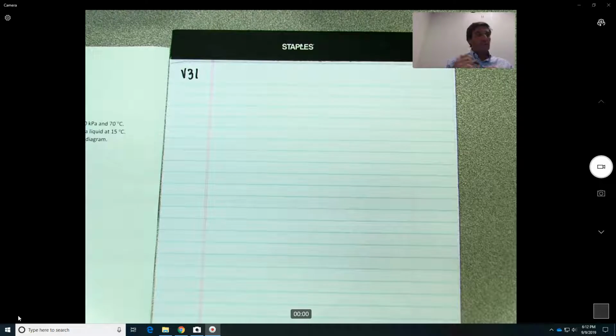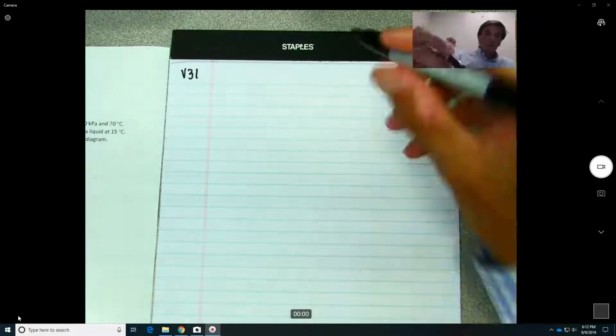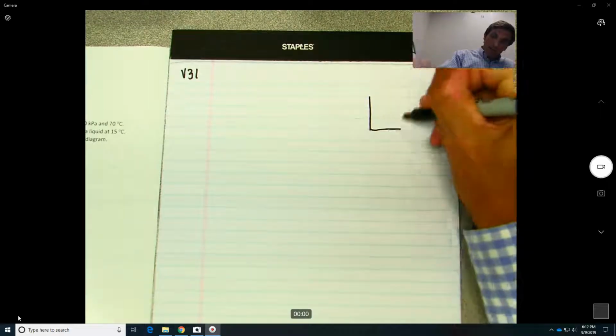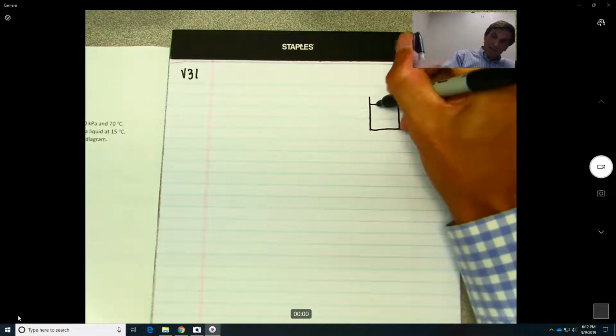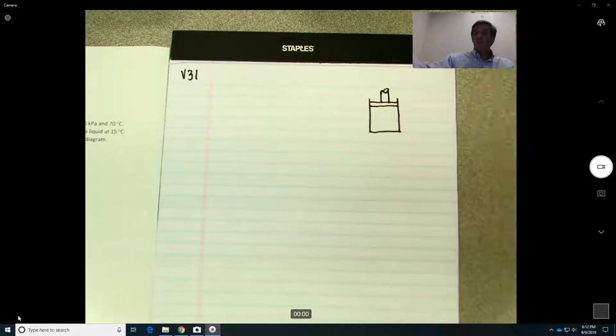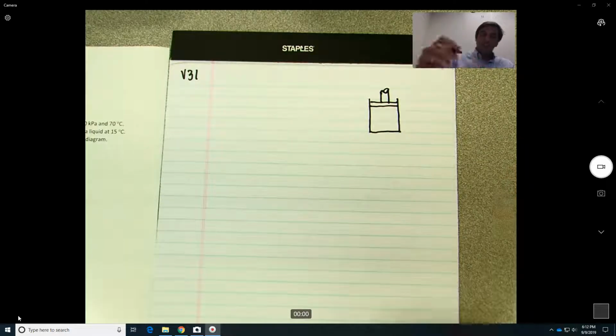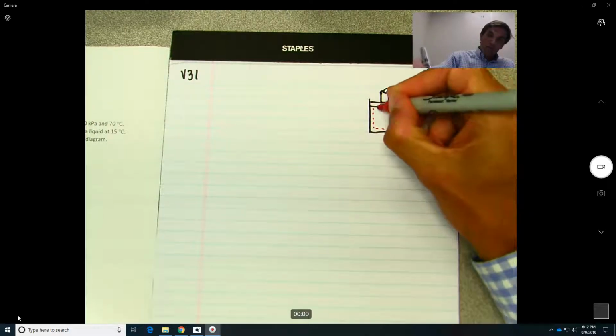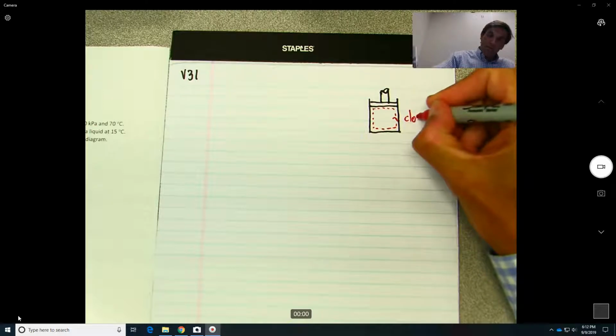Alright, so when I read this problem, there's a piston cylinder. So the first thing I always do is sketch the piston cylinder assembly. Remember the procedure: Step 01, do a picture or a sketch. So why is this important? This will show you that this is a closed system.